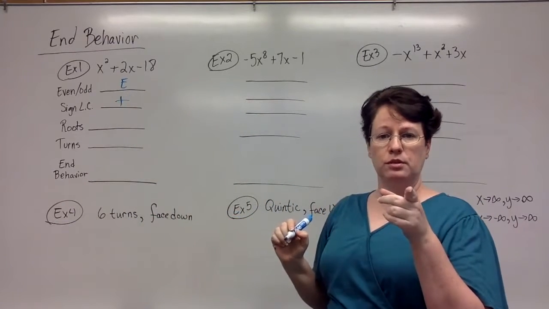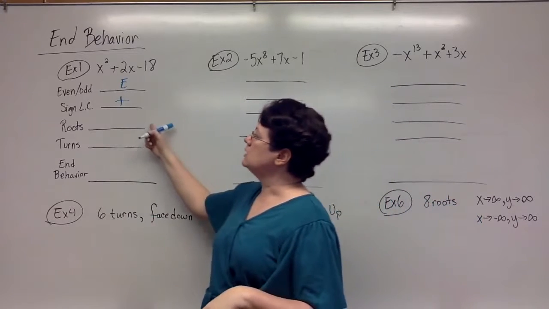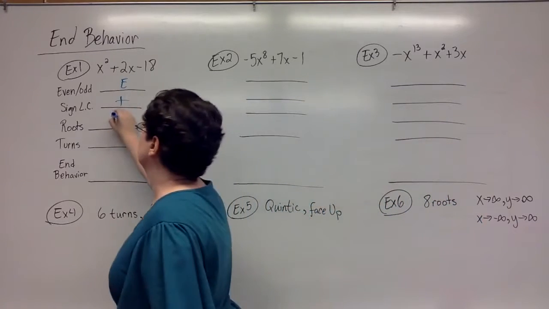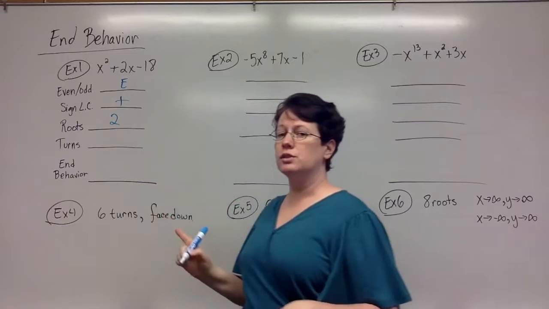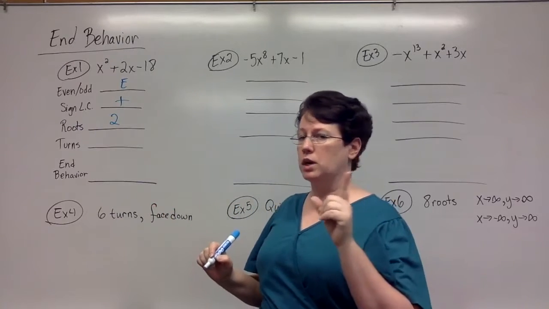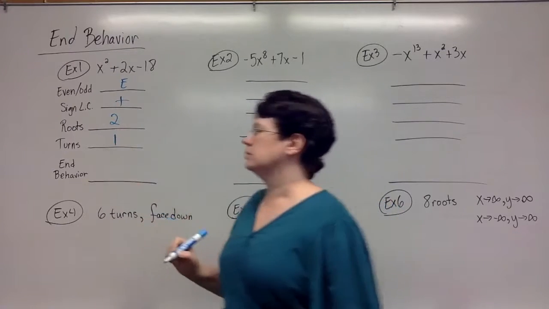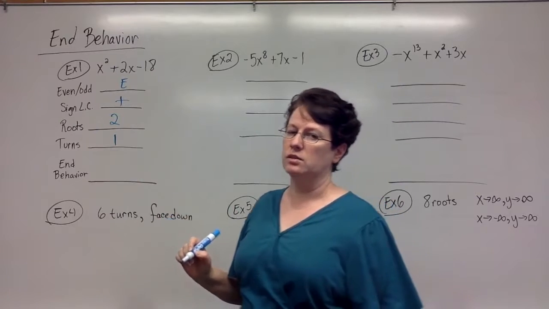Now the number of roots. The number of roots is the same as the degree. The number of turns is always the number of roots minus 1, or the degree minus 1 in this case.